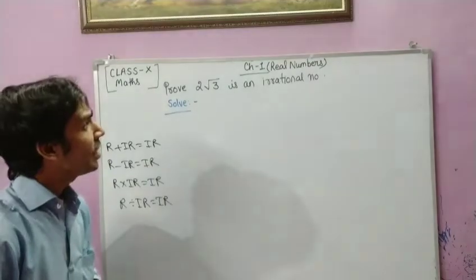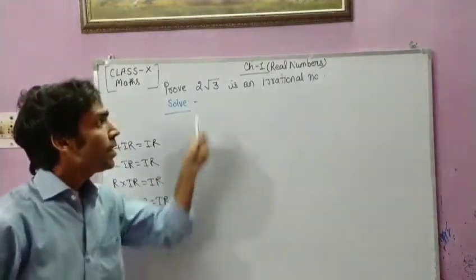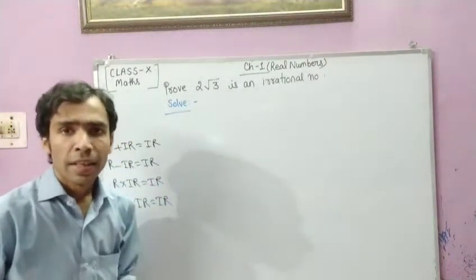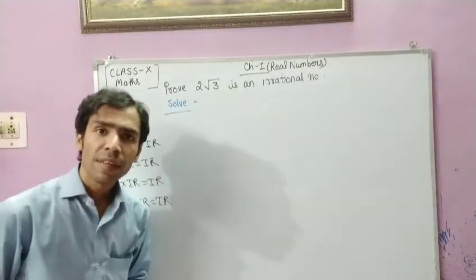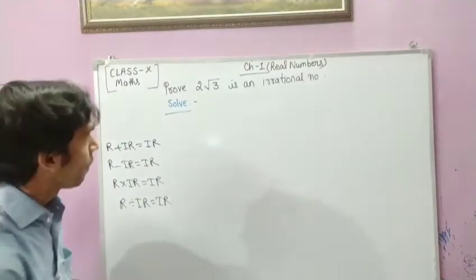So see here, it is the product of rational and irrational, and we need to prove it is irrational. So again the same process we will apply, student. Which process? We will assume it.